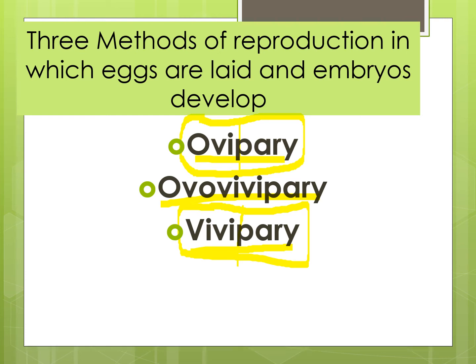Ovovivipary is kind of like a combination between ovipary and vivipary, in which your offspring develop within an egg inside your mother, but there's no connection between the mother and the baby. An example of an animal which uses ovipary could be a chicken or a frog. An example of an organism which uses ovovivipary is a shark, and an example of an organism which uses vivipary is a human.